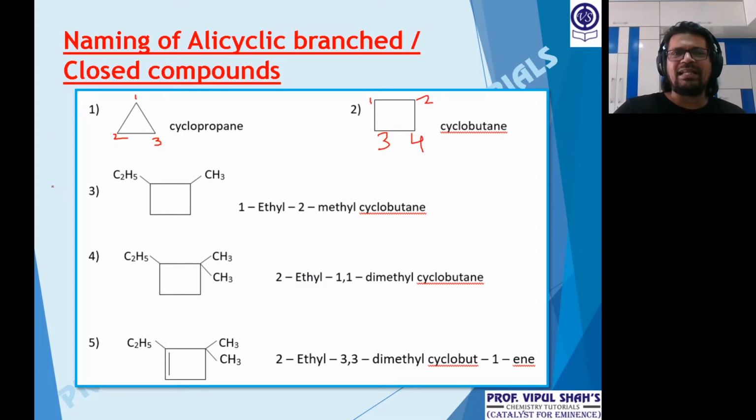And if I have methyl and ethyl, whom to give a priority, I said? Who comes first alphabetically? So we number from ethyl. So 1, 2, 3, 4. So this will be 1 ethyl, 2 methyl cyclobutane. Clear? So when you have 2 branches, both at equal priority, you give the lower number to that alkyl which comes alphabetically first.